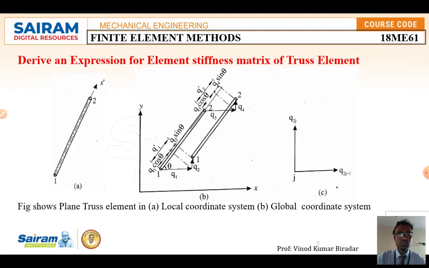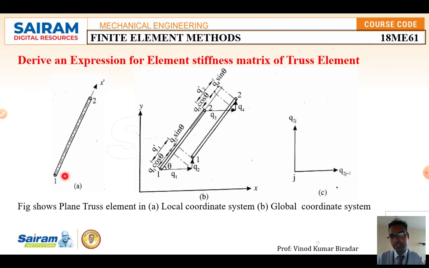This is the most important derivation, so anytime in an examination they ask it. The question is: derive an expression for the element stiffness matrix of a truss element. How we derived the bar element, the same way we derive the truss element. Figure A shows the local coordinate system, and figure B shows the global coordinate system.